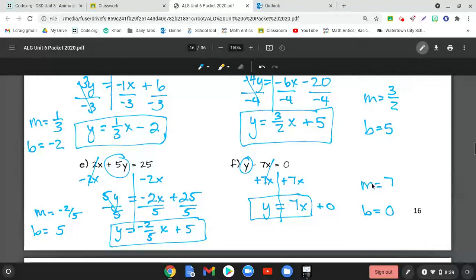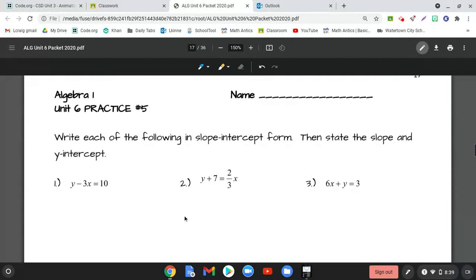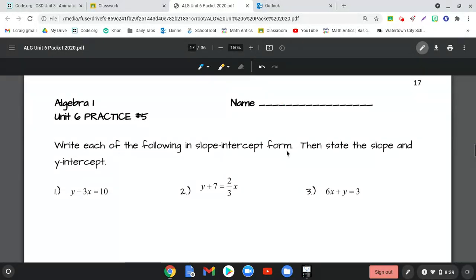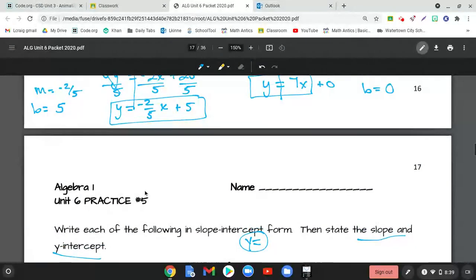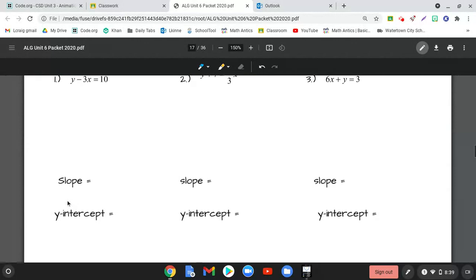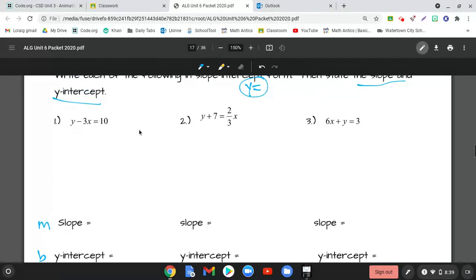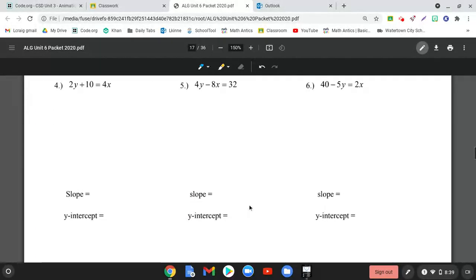All right, so the next page, 17, is going to be practice with this. So you're going to do the same thing, write each of the following in slope-intercept form. So solve for y, make it so it says y equals, and then state the slope and the y-intercept, just like I did here. All right, but I have it written out for you. So again, this is your M and B, just like from the notes. Some of them have just a couple little steps. Some might have a couple more.